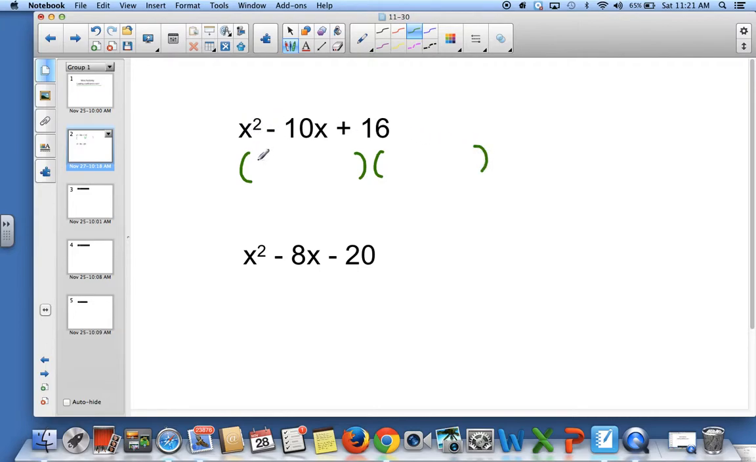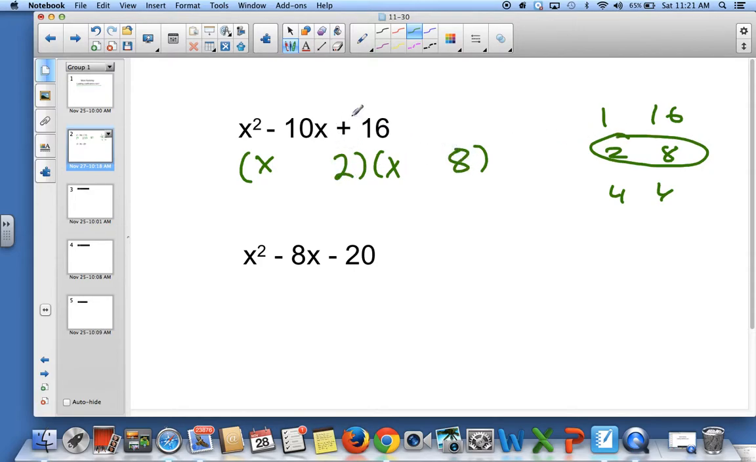We look at x squared, which is going to be x times x. And for 16, we had some options: 1 times 16, 2 times 8, 4 times 4. I'm looking for numbers that multiply to 16 and add to 10. And these are the two numbers that do that. So I'm going to put 2 and 8.